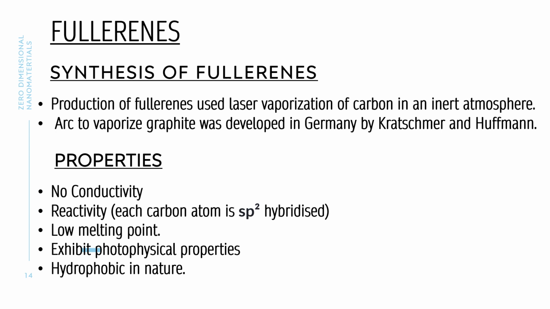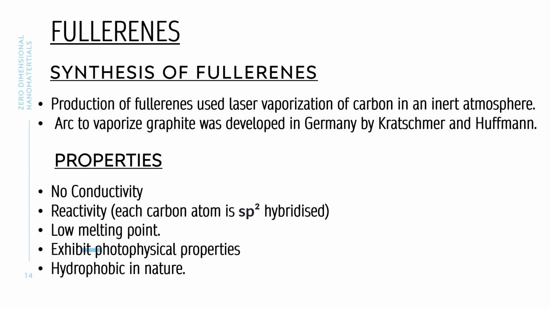Now moving on to the synthesis and properties of fullerenes. Synthesis of fullerenes is done in two ways. As discussed earlier, it is done by the arc discharge method of carbon electrodes, which was developed in Germany by the scientists Kratschmer and Huffman. And the other method is laser vaporization of carbon in an inert atmosphere.